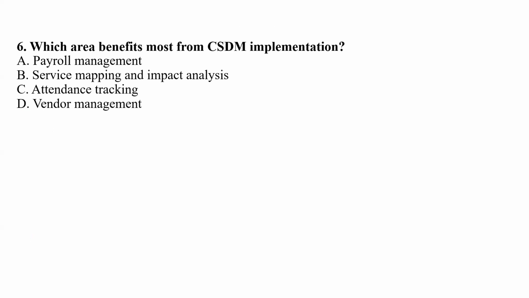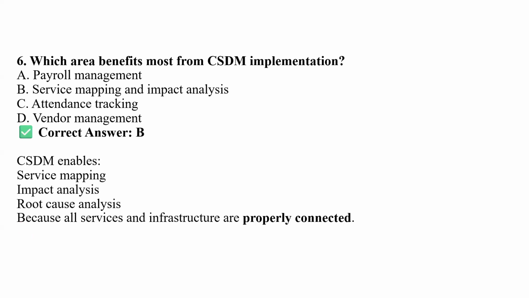Next question. Which area benefits most from CSDM implementation? Option A, payroll management. Option B, service mapping and impact analysis. Option C, attendance tracking. Option D, vendor management. So the correct answer is option B, service mapping and impact analysis. They benefit the most because everything is connected. We can easily understand impact. So it will enable service mapping, impact analysis, and root cause analysis because everything is properly connected.